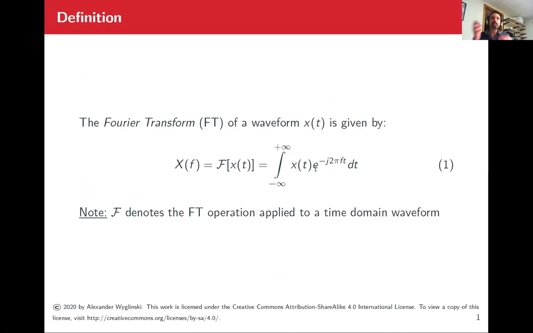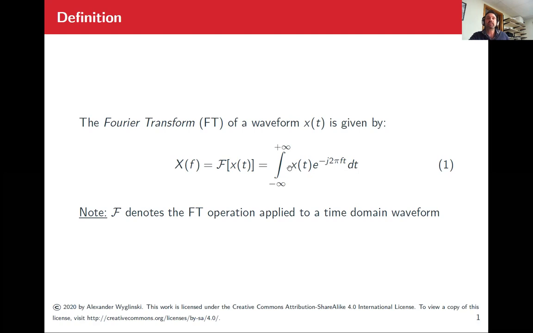First of all, this should be a definition you have all seen in a continuous or discrete time signals and systems course. Here, x of t is a continuous time function, where t denotes the time index. And this cursive F applied to x of t means we're taking the Fourier transform of x of t.